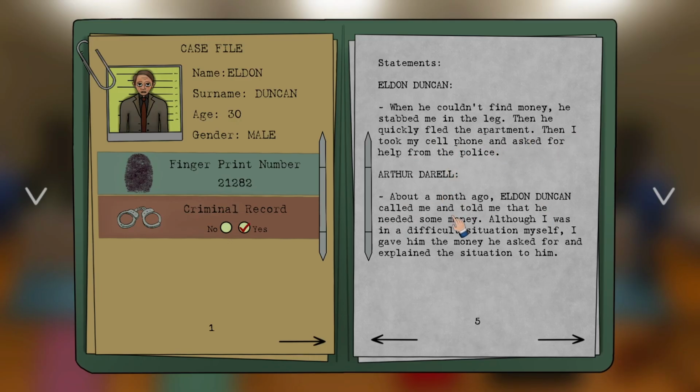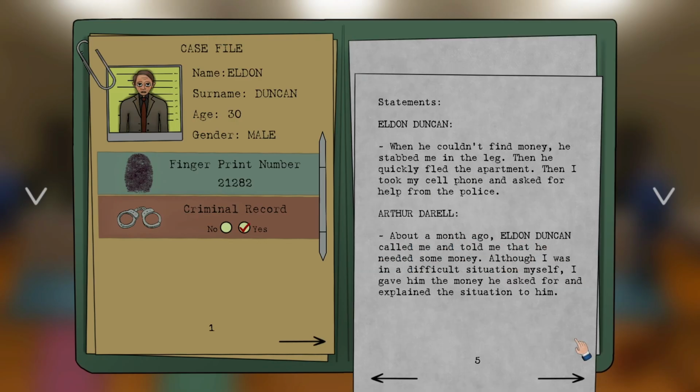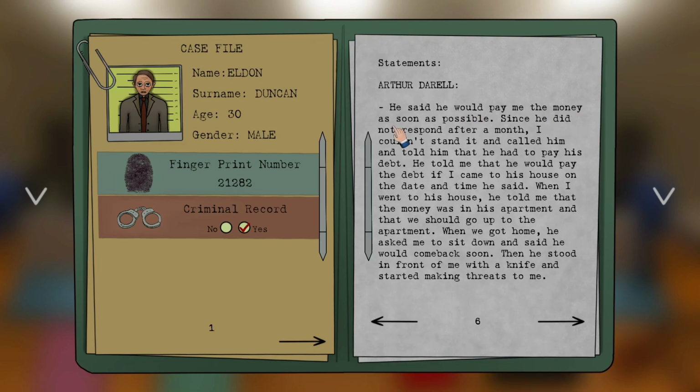About a month ago, Eldon Duncan called me and told me that he needed some money. Although I was in a difficult situation myself, I gave him the money he asked for and explained the situation to him. He said he would pay me the money as soon as possible. Since he did not respond after a month, I couldn't stand it and called him and told him that he had to pay his debt. He told me that he would pay the debt if I came to his house on the date and time he said. When I went to his house, he told me that the money was in his apartment, that he would go up to the apartment when we got home.